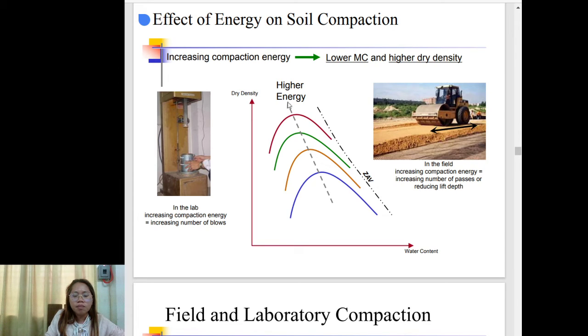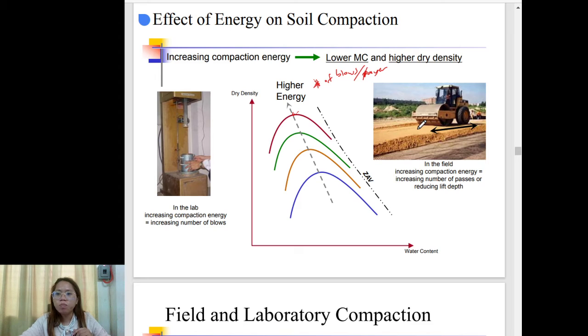So higher energy means a higher number of blows per layer. So lower moisture content and higher dry density. In the lab, increasing compaction energy means increasing the number of blows. In the field, increasing compaction energy is equal to increasing the number of passes or reducing the lift depth.